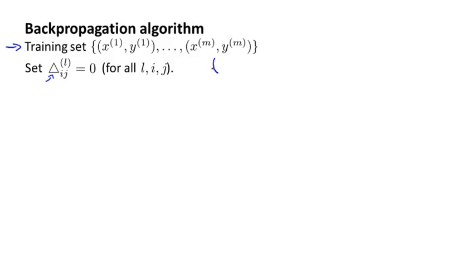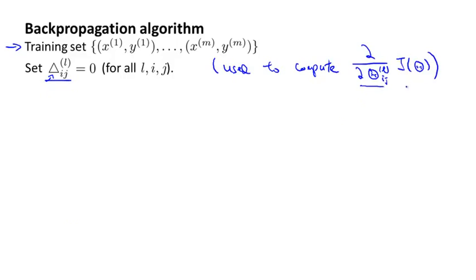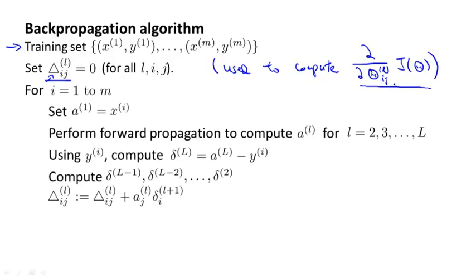Eventually, this capital delta L ij will be used to compute the partial derivative term, the partial derivative with respect to theta L ij of J of theta. As we'll see in a second, these deltas are going to be used as accumulators that we slowly add things to in order to compute these partial derivatives. Next, we're going to loop through our training set. So we'll say for i equals 1 through m. And for the ith iteration, we're going to be working with the training example x_i, y_i.